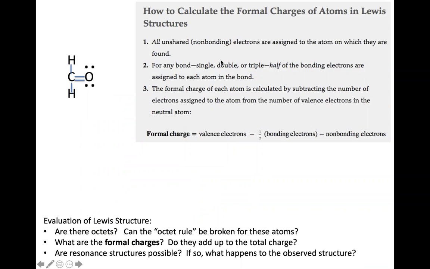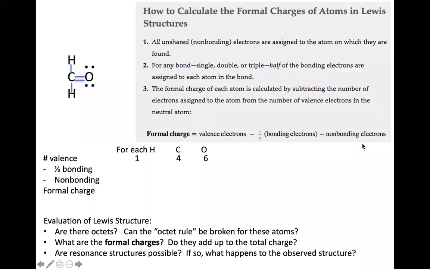I calculate the formal charge for every atom within the molecule. The formal charge is the number of valence electrons minus half the electrons that are found in bonds, minus the ones that are non-bonding. Let me show you how the math works. Each hydrogen atom has 1 valence electron. Carbon has 4 valence electrons, oxygen has 6.